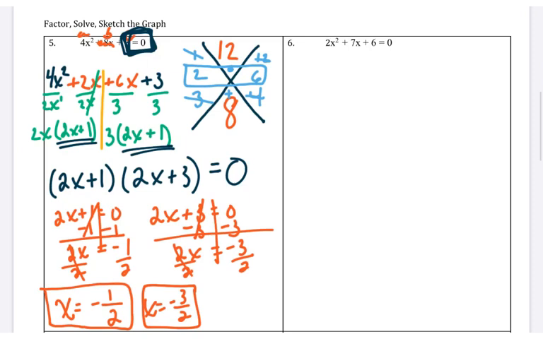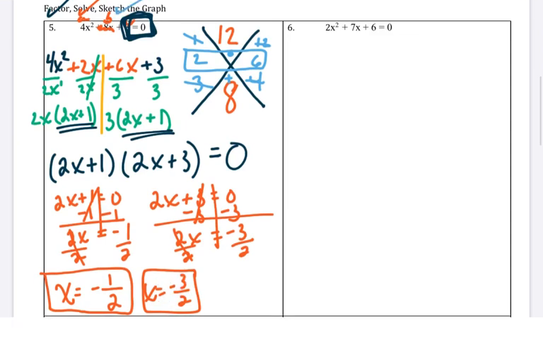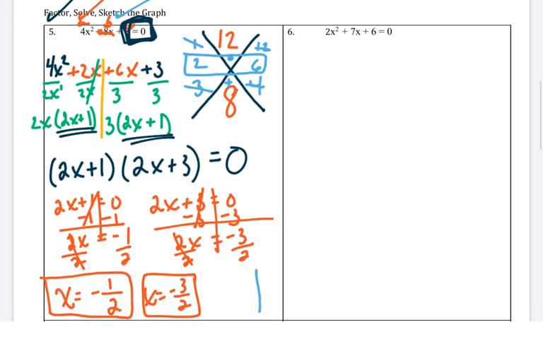So then the last thing, we factored it. We broke it into its two parentheses. That's what factoring means. We solved it, meaning that we solved for x, and we know what x equals. So the last step is we need to sketch the graph, just like we did in the last one.